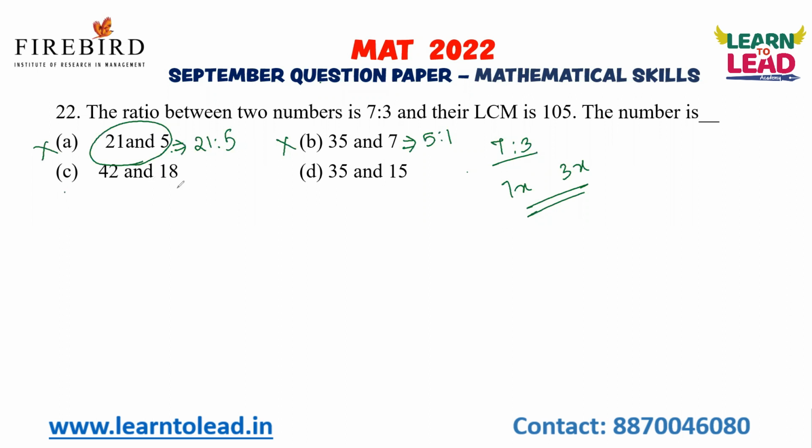If I take 42 and 18, you can divide both by 6, the ratio is 7 is to 3. But 42 and 18 both are even numbers. Its multiples cannot end with 5. So option C is not the answer. So without checking D, that is the answer, because you don't have any other option like option E, none of the above. So you can easily pick option D as your answer.